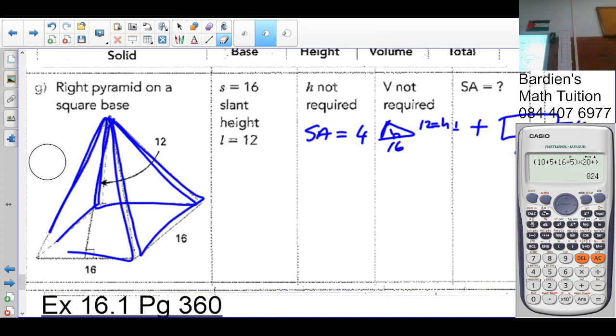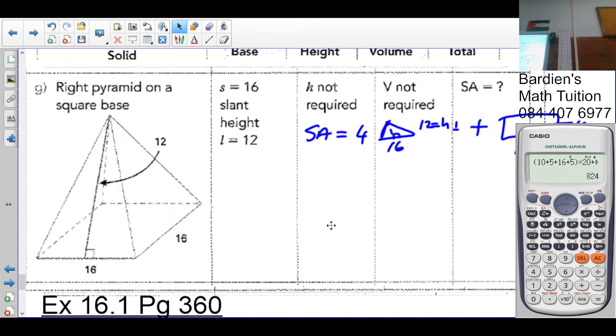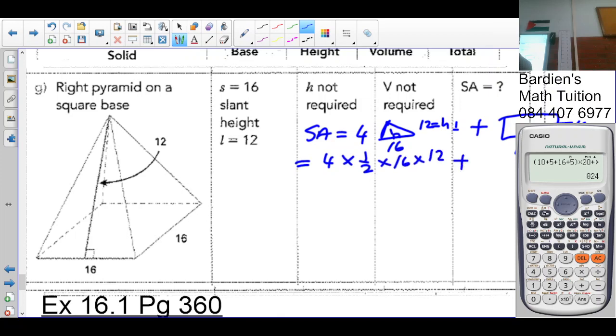Okay. 4 triangles, 4 equal triangles with a base of 16, and you have a perpendicular height of 12. Okay, 4 of those. So we're going to say 4. How do you calculate the area of a triangle? So half, base, what's your base? 16 times your perpendicular height, which is 12, plus, how do you calculate the area of a square? Side squared, so it's going to be 16 squared.